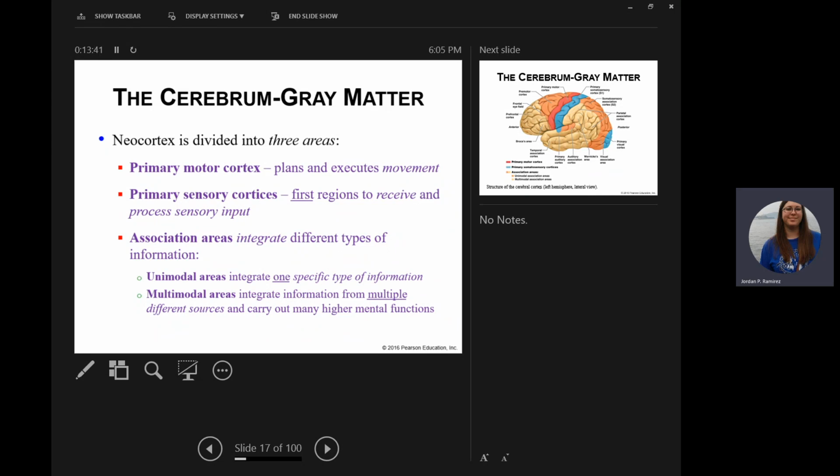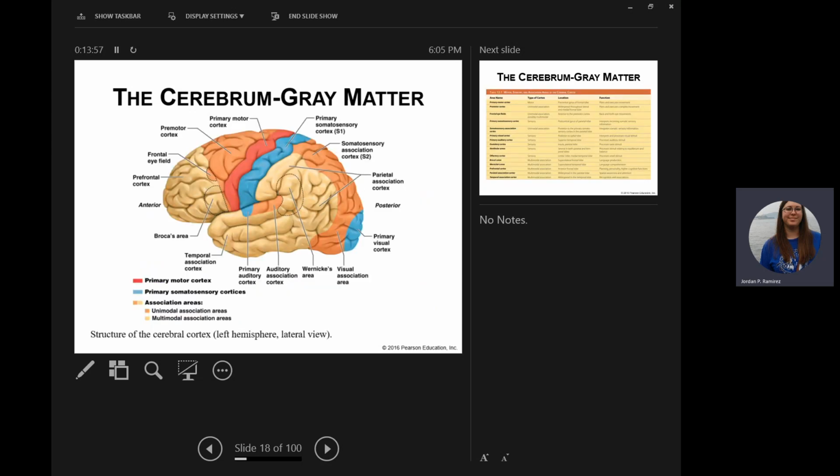So unimodal areas integrate only one specific type of information, versus multimodal areas integrate information from multiple different sources, and they're going to carry out those higher mental functions. So again, integrative centers, just depending. Okay? All right, so this is everything just in a pictorial form.